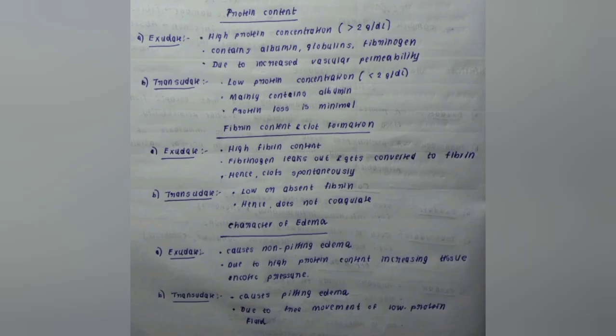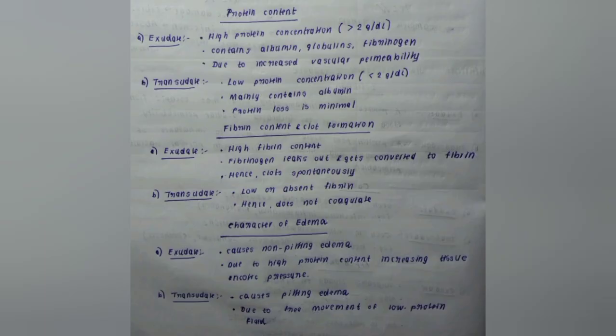Then about fibrin content and clot formation, exudate has high fibrin content. Obviously fibrin is one of the proteins found in plasma, so if protein is high, fibrin is high, so fibrinogen leaks out and gets converted to fibrin and hence clots spontaneously. Whereas in transudate, protein content is low, so fibrin is low, so it does not coagulate. Then coming to the character of edema.